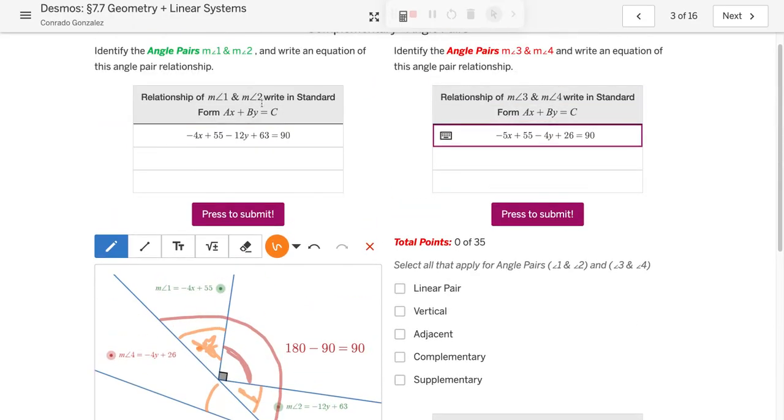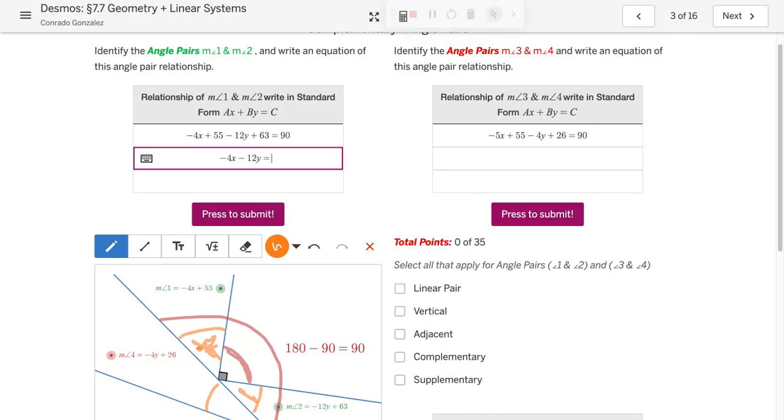Now I'm collecting like terms. When you say sum, when you say add, that's like collecting like terms. So I don't have to change the sign or anything. I'm not subtracting. The actual measure of the angle was negative 12y, so it doesn't change. You might be confused and think, why is it negative 12y? It's because I am simply collecting like terms. That's what adding means. So now that's minus 4x minus 12y equals 90.